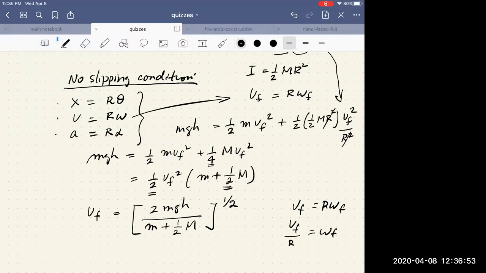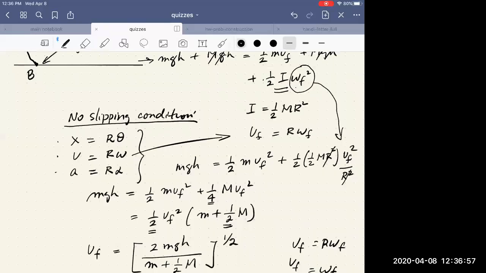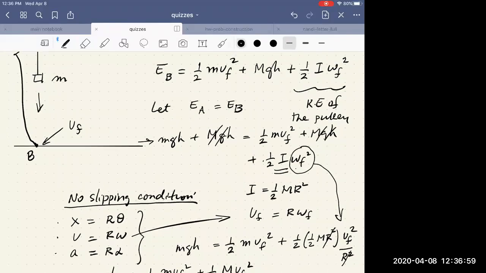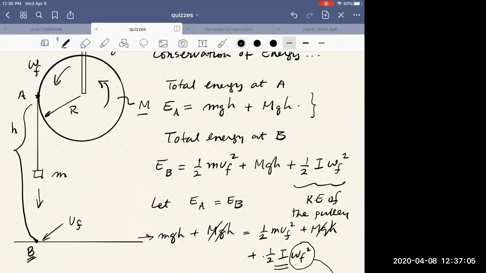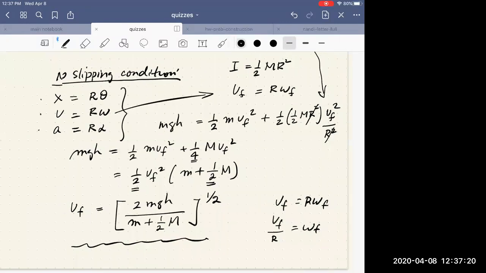So in other words, this expression here incorporates not only how fast this mass is moving as it's about to get to B, it also tells us how fast this wheel is turning as the mass is about to hit B, because of no slipping condition, the downward motion of the mass and the anti-clockwise turn of the wheel are perfectly linked by this no slipping condition equation.